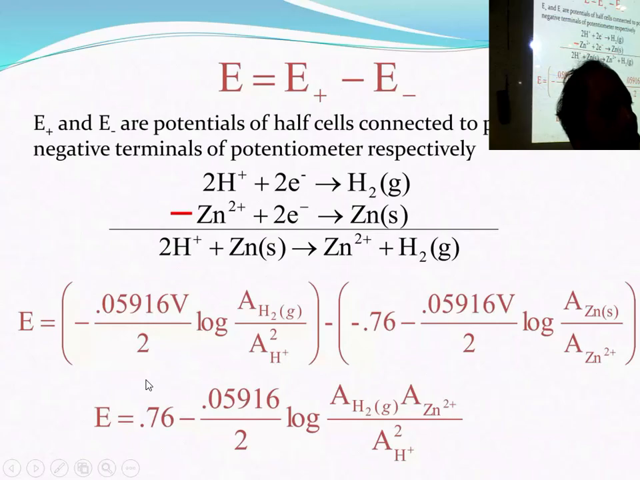What about the bottom one, sir? The bottom one is not standard, so that's why the value is applied. What is the standard value? The standard value is 0.76 volt for zinc to zinc ion. That is applied. Zinc to zinc ion is 0.76 volt. Copper ion is 0.34 volt.